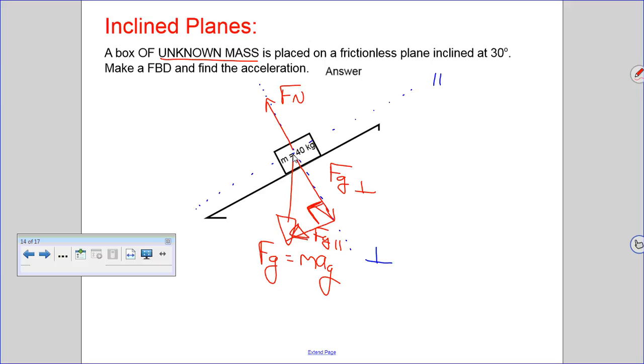Now, it turns out you can do some simple geometry. So this angle here is 30 degrees, right? That means that this angle here is also 30 degrees, right? Because the blue dotted line and the surface of the ramp are parallel, right? Well, that means that this little angle in here is 60 degrees, which then means that this guy in here is 30 degrees again, right?